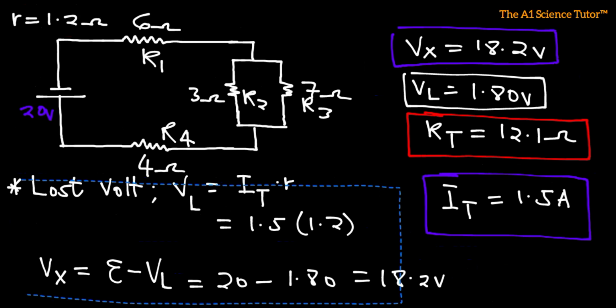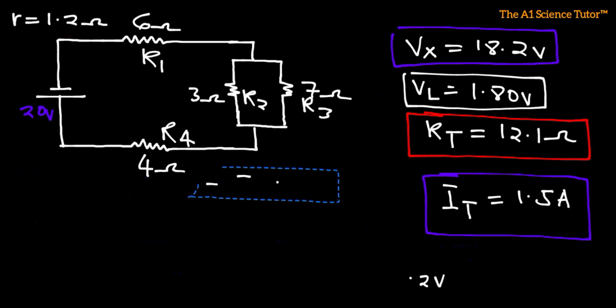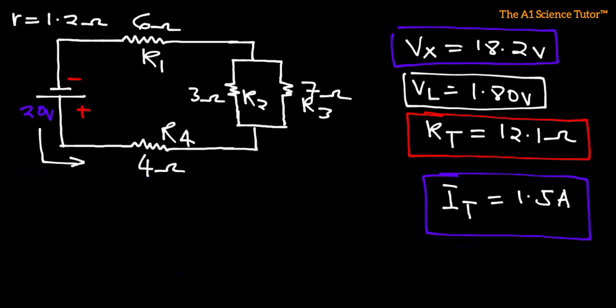Now, by that, you know what the terminal voltage is. So the terminal voltage, that is Vx, is equal to 18.2 volts. The loss volt is 1.80. Now we are going to use the terminal voltage to find out what will be the current through all these ones. So how can we do that? Now we know that this is going to be the negative terminal of this battery, and this is going to be the positive terminal. So as it is, current will go through this direction. Current always moves from the positive terminal to the negative. So this is going to be IT.